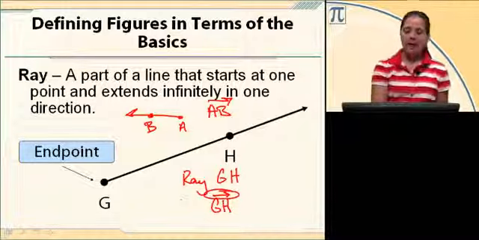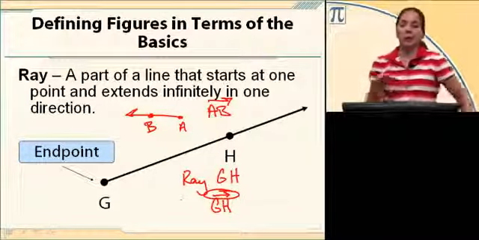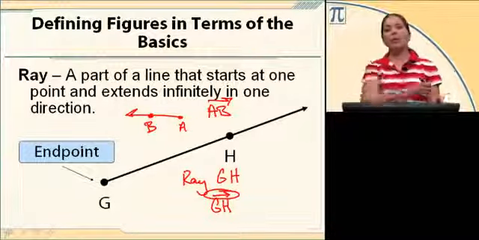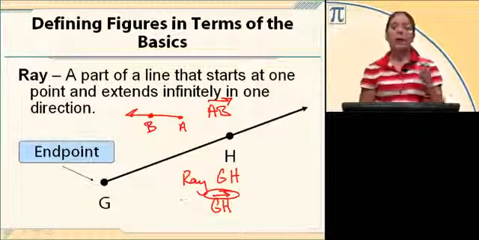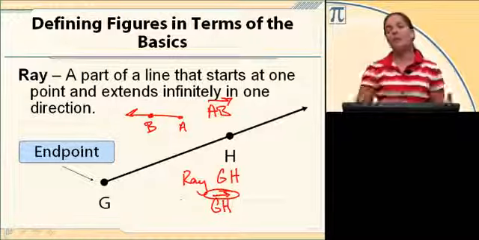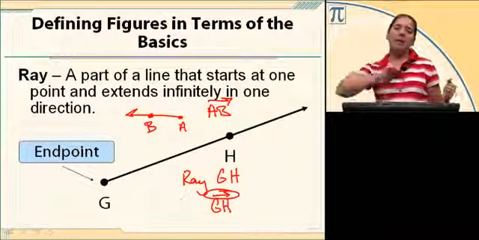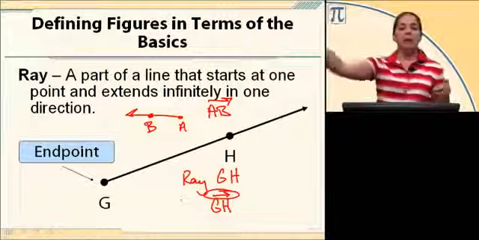So the arrow is not telling you what direction the ray is going in the picture. It's just telling you that G is the endpoint, go in the direction of H. Or A is the endpoint, go in the direction of B. A ray is a part of a line. 1 endpoint extends indefinitely in one direction forever.